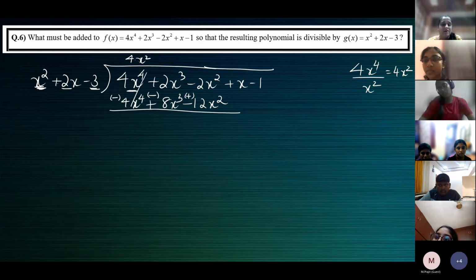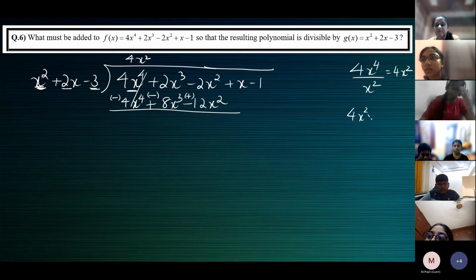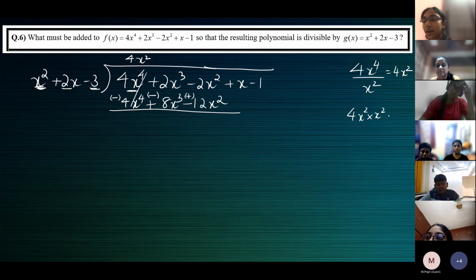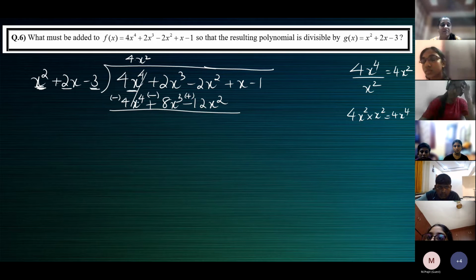We need to multiply. Now, what is the first term of the quotient? 4x square. What is 4x square into x square? 4x to the power 4. I've written that out here. What is 4x square into 2x?